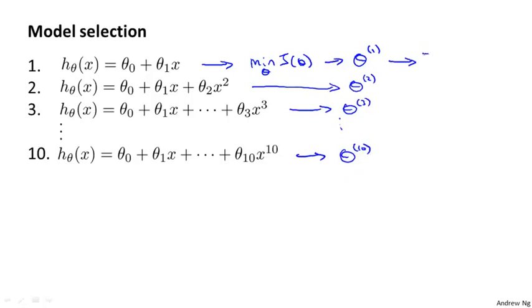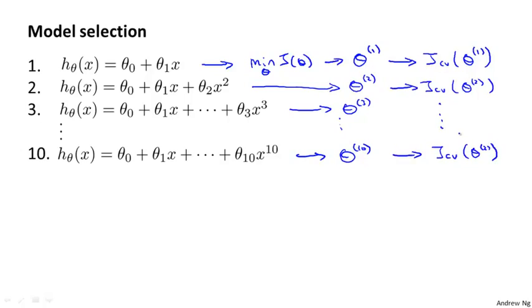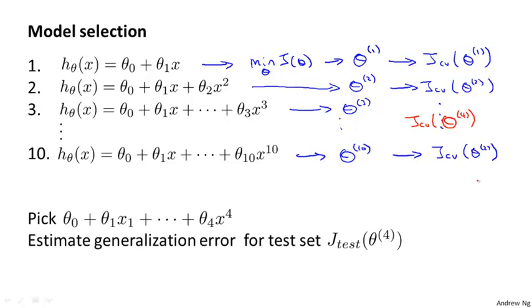And what I'm going to do is, instead of testing these hypotheses on the test set, I'm instead going to test them on the cross-validation set. I'm going to measure J subscript CV to see how well each of these hypotheses do on my cross-validation set. And then I'm going to pick the hypothesis with the lowest cross-validation error. So for this example, let's say for the sake of argument that it was my fourth order polynomial that had the lowest cross-validation error. So in that case, I'm going to pick this fourth order polynomial model.